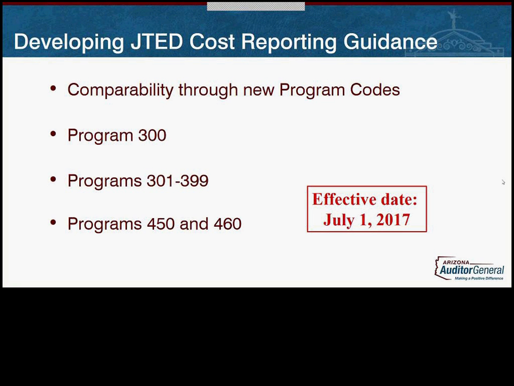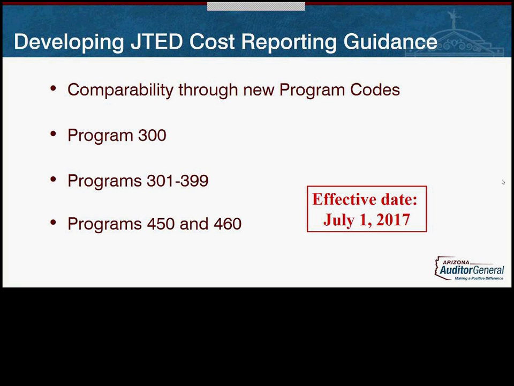The first step in this process was to establish codes in the chart of accounts to allow uniform cost reporting. Using the new program codes for all JTED-approved program costs will help meet the goal of comparability. The codes to look for in the chart of accounts are Program 300 and the detailed codes in the 300 series. There are also new transportation program codes 450 and 460.